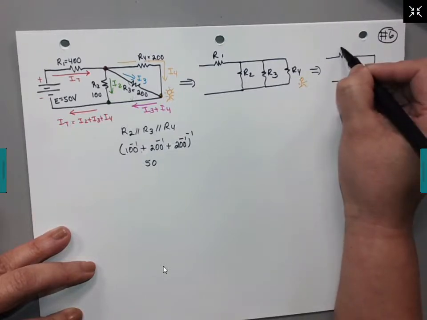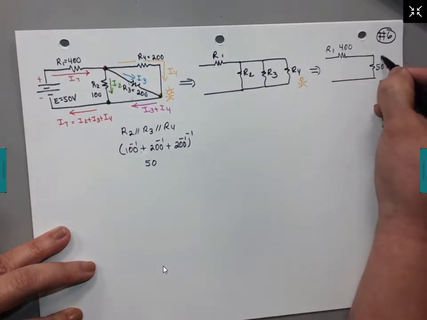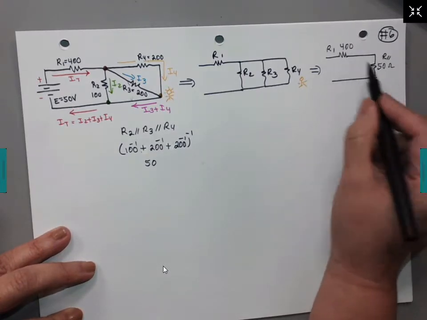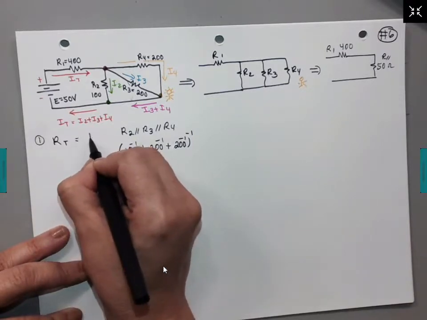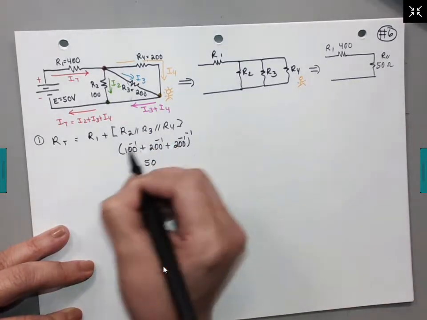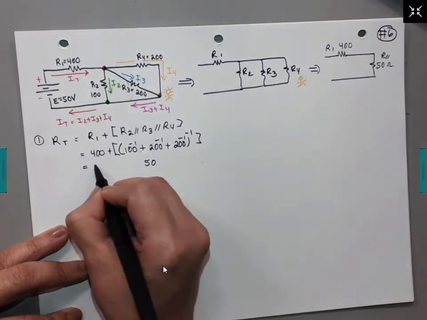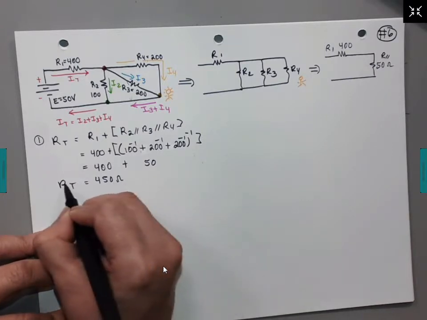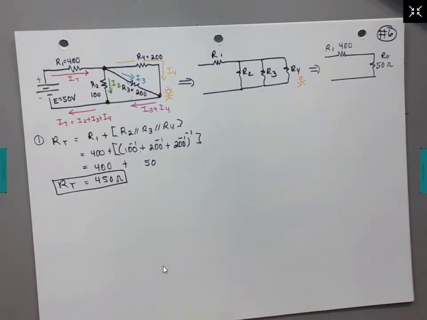When you have that, you could combine it to 50 and 400. These three things right here are parallel. So what do I do with these two? They are in series. So RT is equal to R1 plus this whole thing in parallel. So 400 plus the whole thing, 400 plus 50 is 450. Wasn't that beautiful? Oh, yes. All right, number 2. What do I do after I find RT?